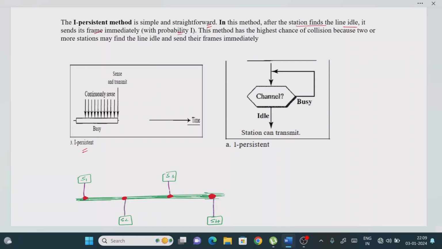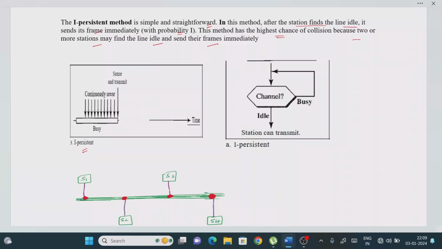So it thinks that whenever the station is idle, it can send the frame. It will think that whatever frame I am sending will reach the destination successfully without collision. That is the meaning of with probability 1. Right? So this method has the highest chance of collision. We will see why, because two or more stations may find the line idle and send their frames immediately.